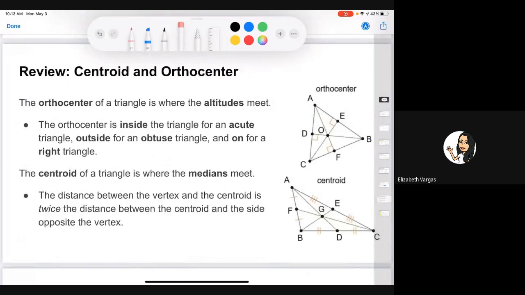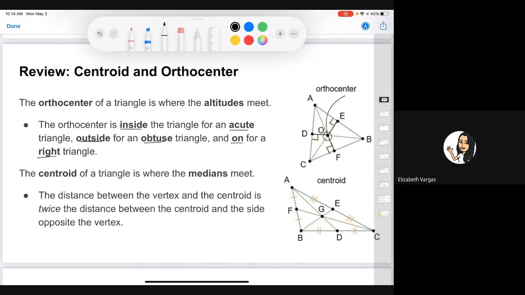Okay. So just an overview. The orthocenter is going to be where all your altitudes meet. So here are your altitudes. Remember that your altitudes connect to your vertex and your opposite side perpendicularly. So these would be your altitudes. The points where all those altitudes meet are going to be your orthocenter. Okay. What we know about the location of the orthocenter is that the location depends on your type of triangle. It's going to be inside for an acute, outside for an obtuse, and on for a right triangle.